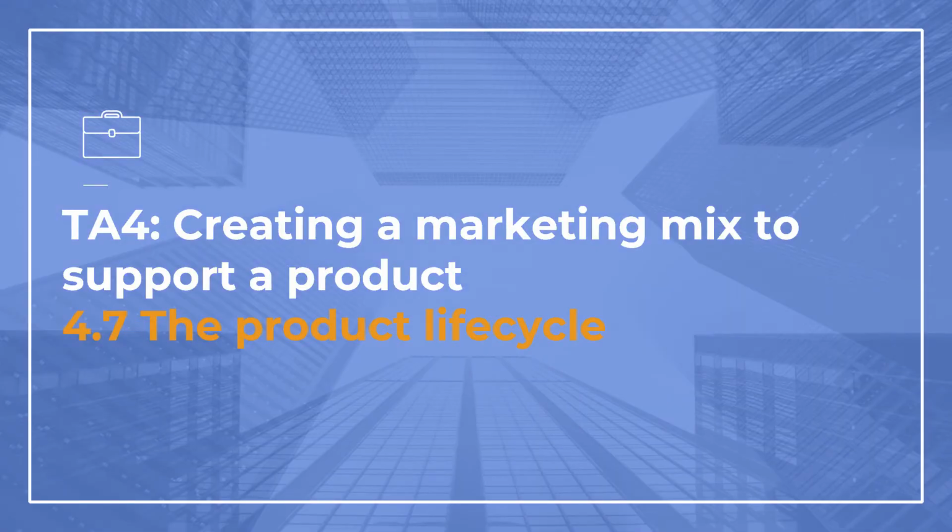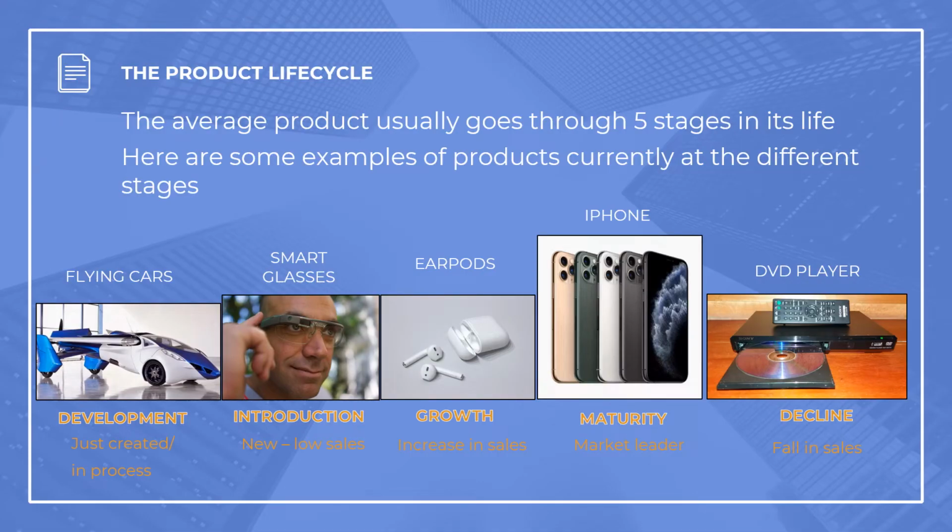This video is for topic area 4, creating a marketing mix to support a product, and this is 4.7, the product life cycle. So the product life cycle is essentially a set of steps where the average product usually goes through these 5 stages at some point during its lifespan. So here's some examples of products currently at those 5 different stages.